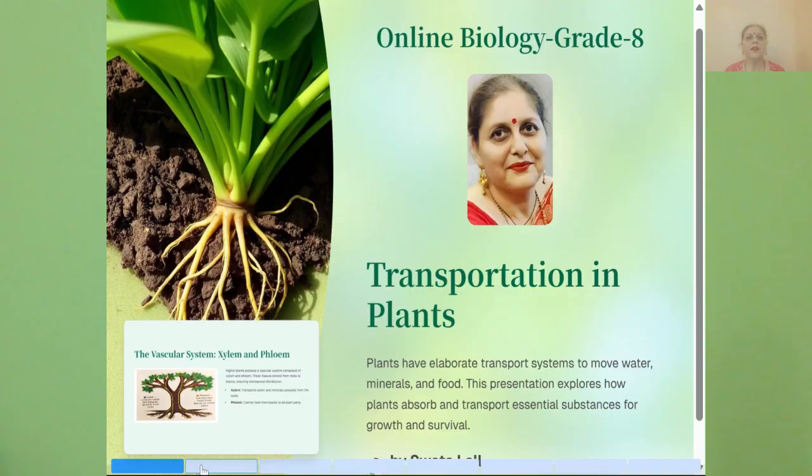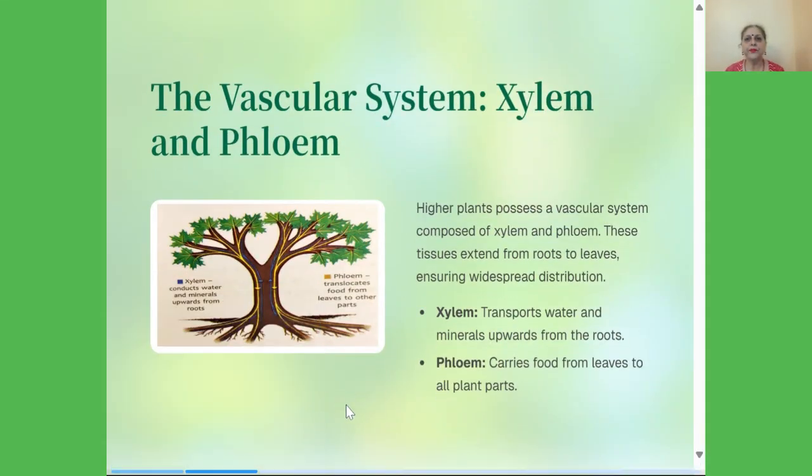So in transportation in plants, the vascular system, xylem and phloem. We also call it conducting tissues. So the vascular system of higher plants is made up of two key components, xylem and phloem. Xylem is responsible for transporting water and minerals from the roots up to the leaves. Phloem carries the food produced by the leaves through photosynthesis.